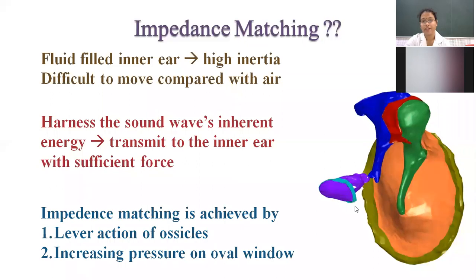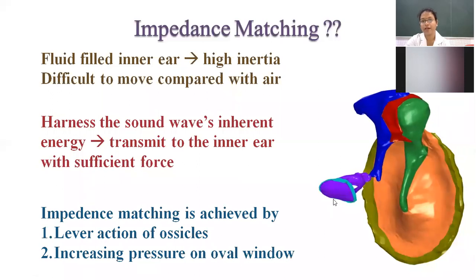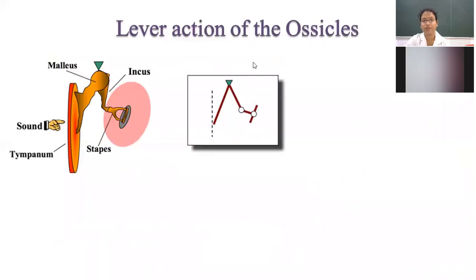This is achieved with the help of the ossicles, and the second place is the oval window. At the oval window we have to increase the pressure so that that level of vibration is generated in the inner ear. Now coming to the next, let us see what is the lever action.